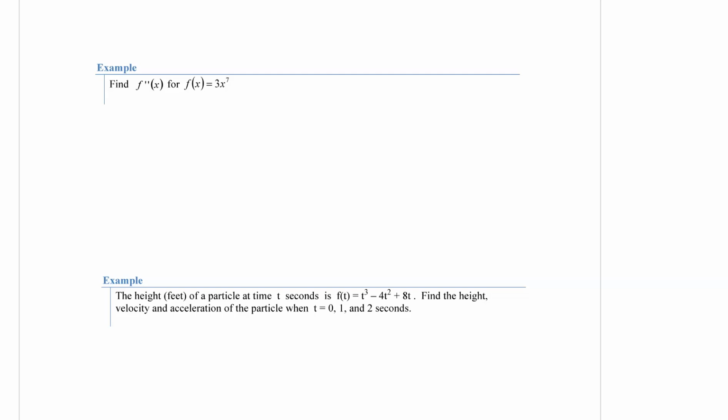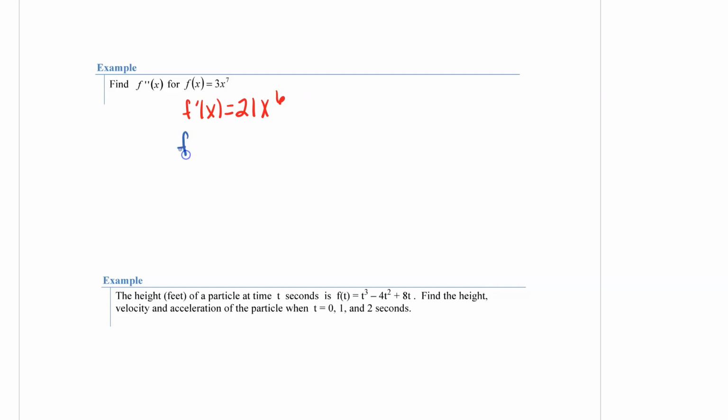Now I'm going to tell you this. When you're looking for the second derivative, there is no shortcut way. There is no way you're going to be able to just write the second derivative without finding the first derivative. So first step is you've got to take the derivative. So it gives me 21x to the 6th.